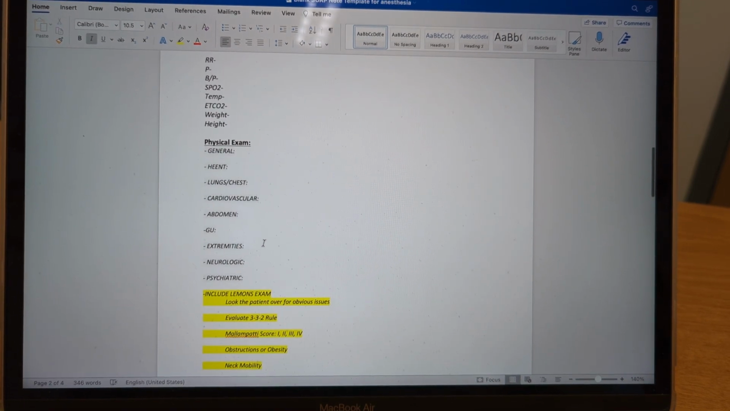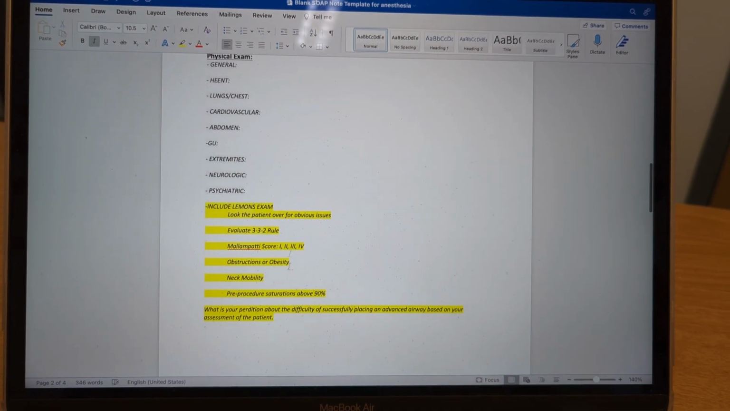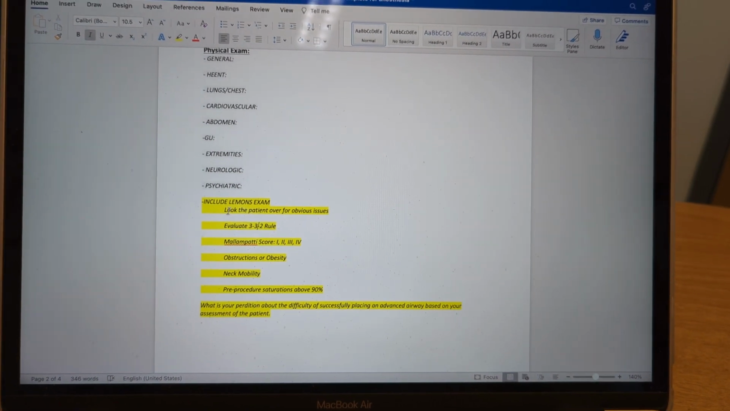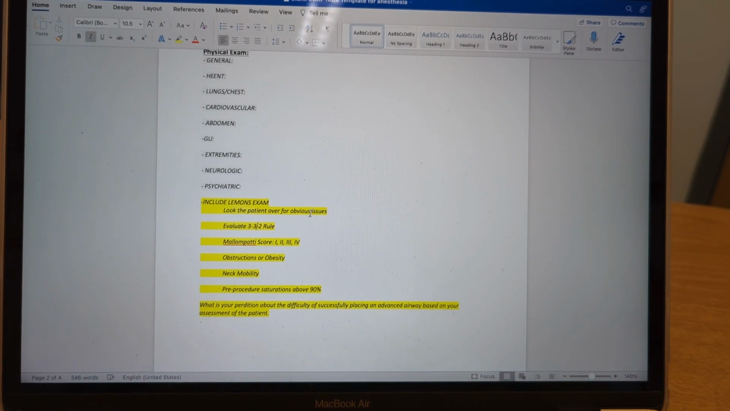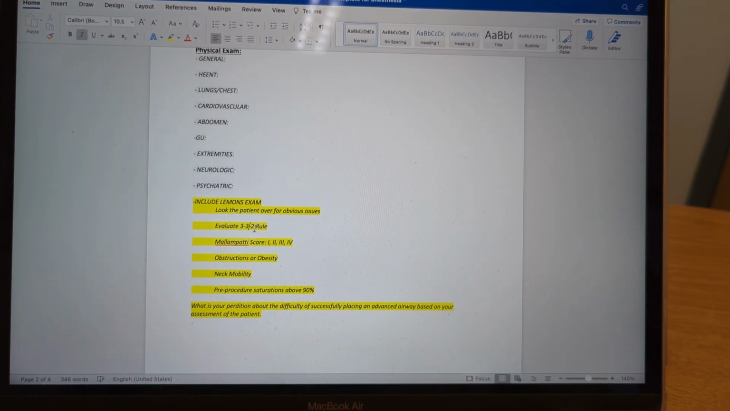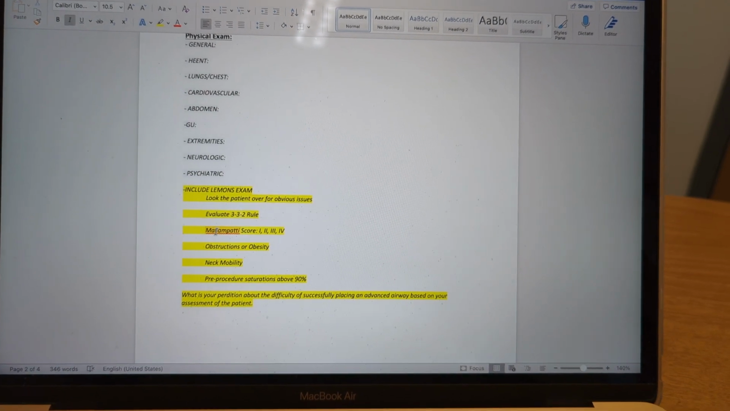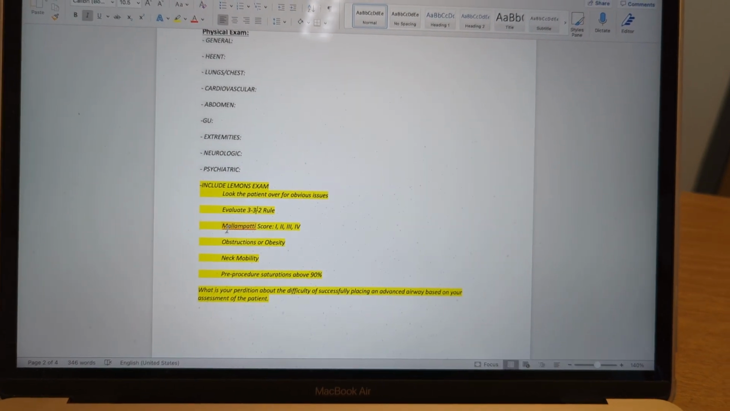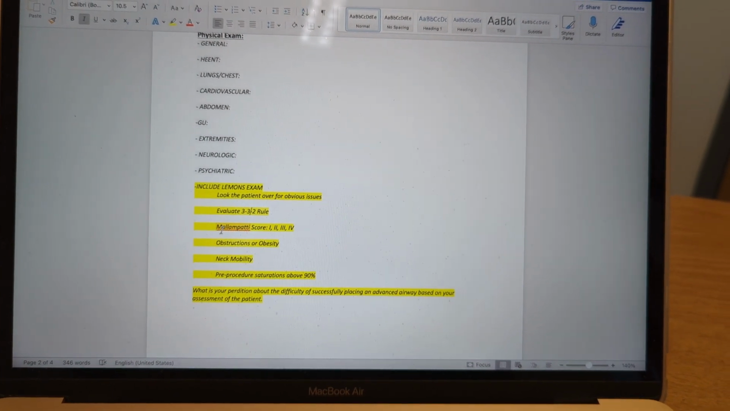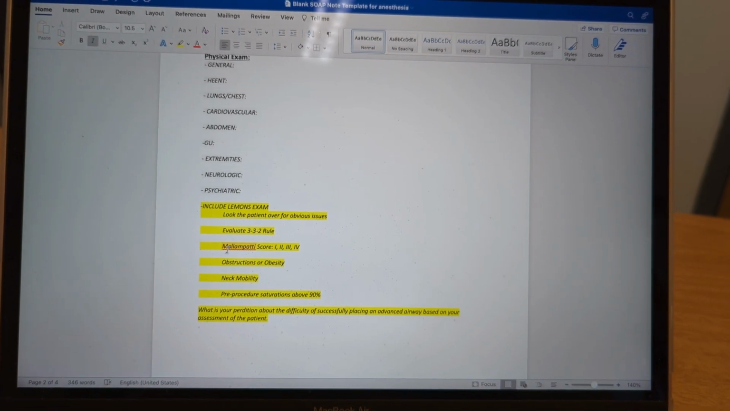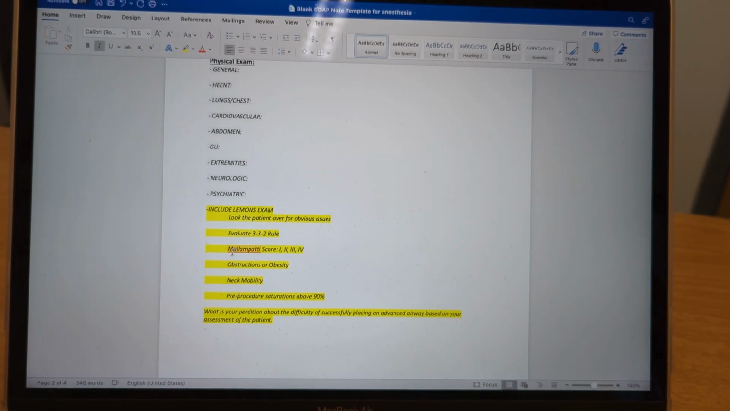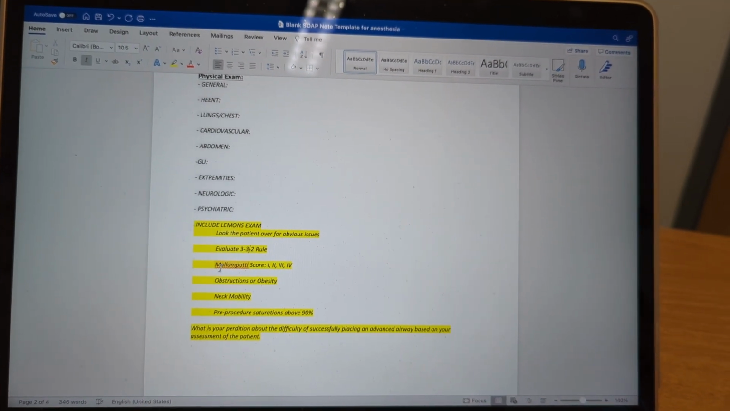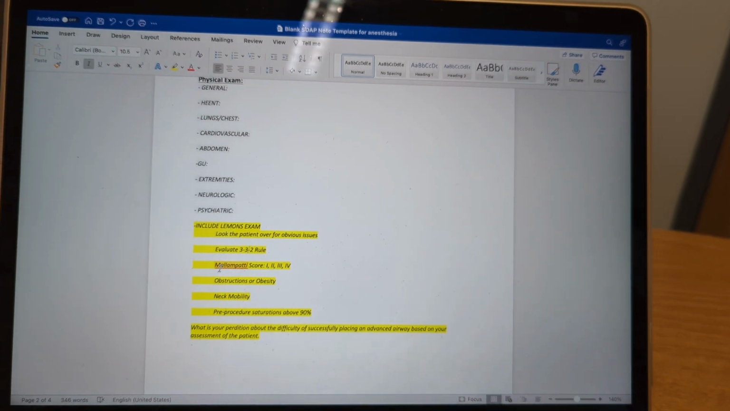So if we go down to the physical exam, you can see in yellow highlight, this is all new here. This is including the LEMON exam. Remember the LEMON exam. Look the patient over for obvious issues. Evaluate the 3-3-2 rule. Evaluate the Mallampati score. What is this patient's Mallampati score? And you will be interfacing with these patients prior to surgery. So you will see them in pre-op and you will get an assessment. You'll get their labs. You'll get a history of present illness, a past medical history. And so you should be able to get all this information, including a LEMON exam.